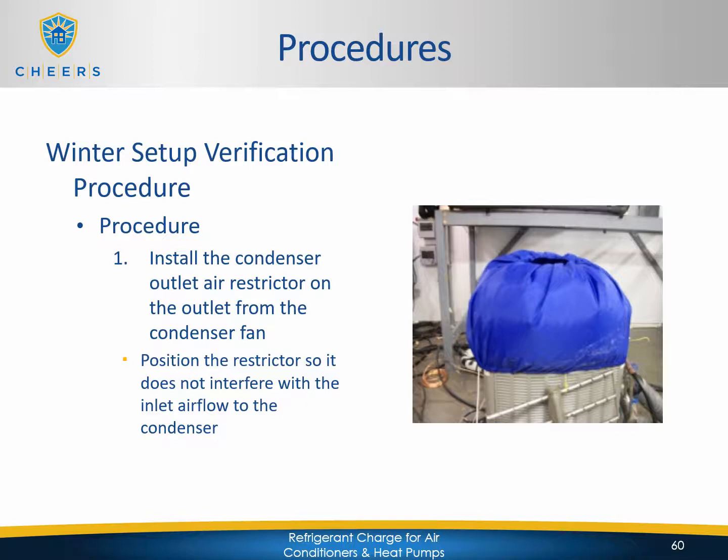So you'll want to install the condenser outlet air restrictor on the outlet from the condenser fan. You want to position the restrictor so it does not interfere with the inlet airflow to the condenser. As you can see here, the restrictor is positioned over the top of the condenser. It's restricting the top, but it is not blocking the side of the condenser and the condenser coil from intaking air.